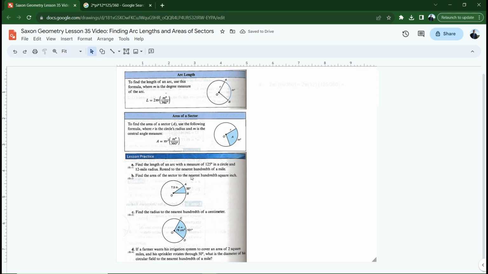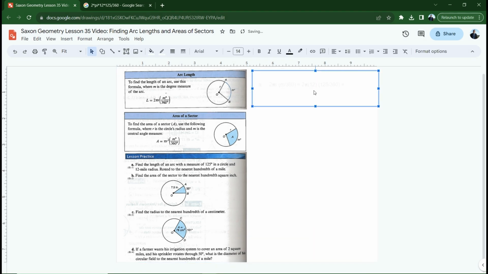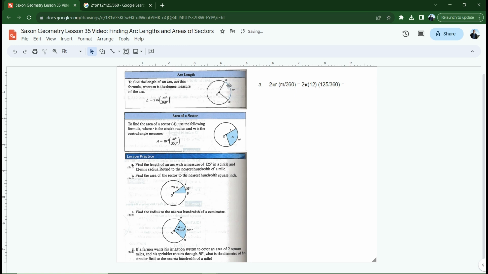Find the length of an arc with a measure 125 degrees in a circle with a 12-mile radius, round to the nearest hundredth of a mile. Well, I'm just going to write out this arc length formula. Notice that I've plugged in the specific values. So 2 pi r times the fraction of circle m over 360. That's 2 times pi times 12 times 125 degrees over 360 is the fraction of the circle I'm looking at. So this is going to be the whole circumference times the fraction that I'm looking for.